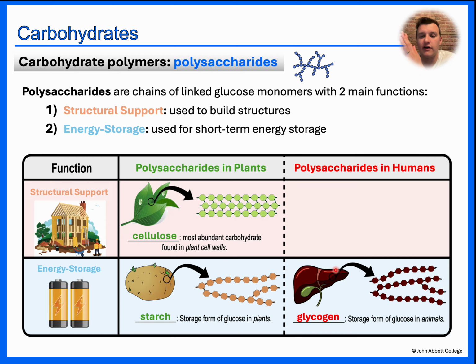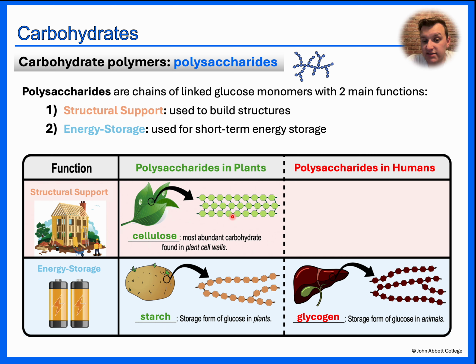The first function of polysaccharides is structural support. Some of these polysaccharides are used to build structures. In plants, some of them have this structural support, and those are called cellulose. If you look in the cells of plants, the cell walls have this cellulose. It's the most abundant carbohydrate found in the plant cell wall.